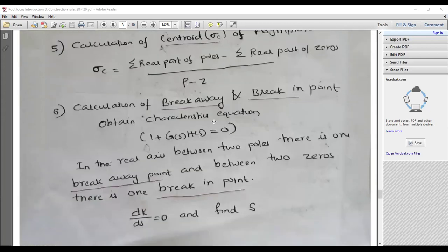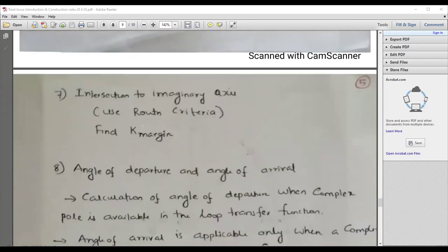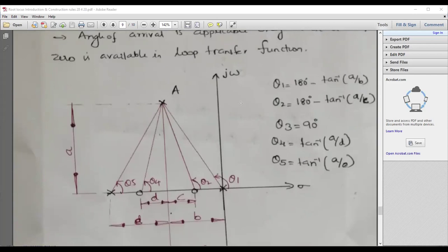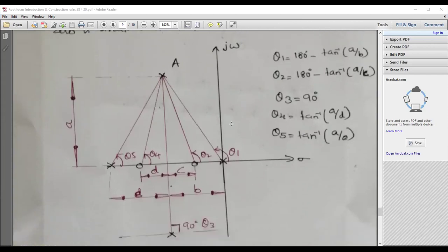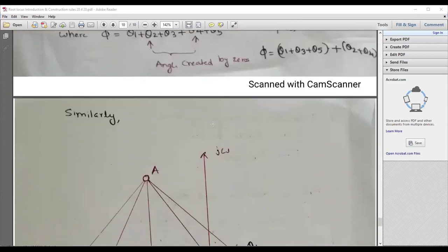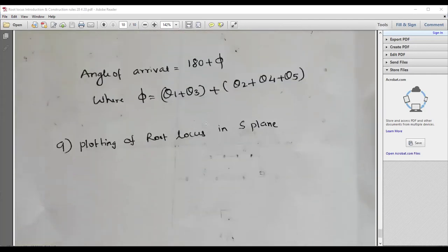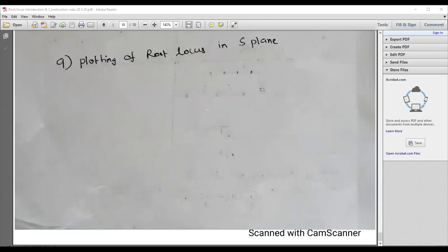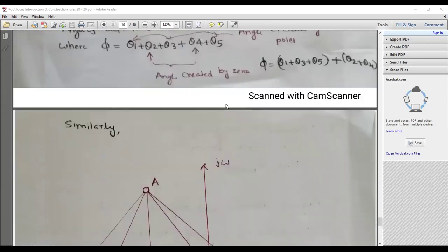Computation of breakaway point, dK/ds equal to 0, that formula. Intersection of imaginary axis, angle of departure and angle of arrival. Those things you need to calculate. Use the formula. This basic construction you have to remember. Then plotting of root locus in the S-plane. These are the various steps involved in the root locus.